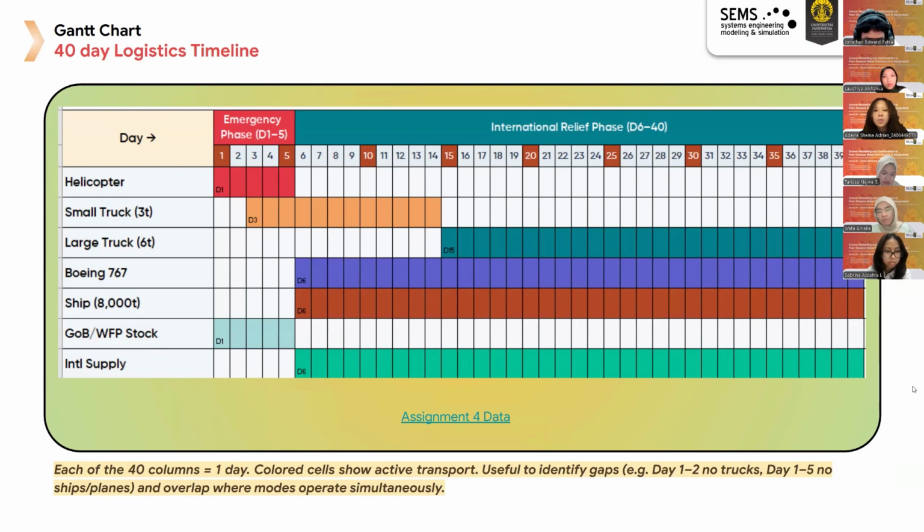across the 40-day operation. Helicopters are used during the emergency phase and followed by the trucks for road distributions. Then planes and ships begin international supply later. This timeline helps identify activity gaps and overlaps between transport modes.